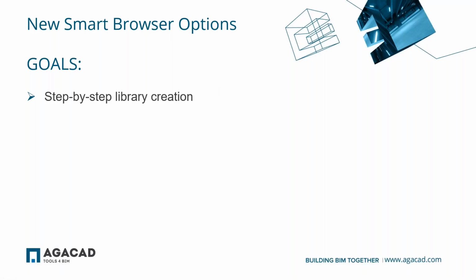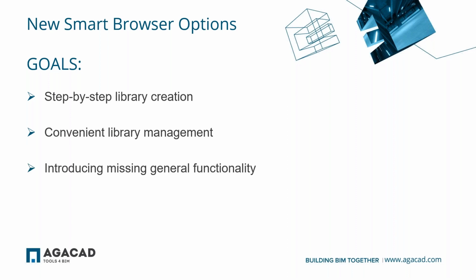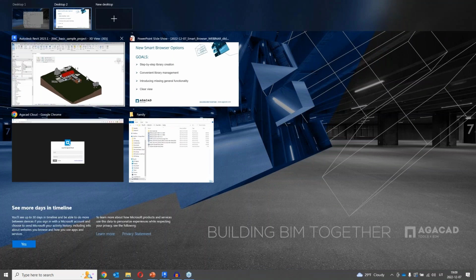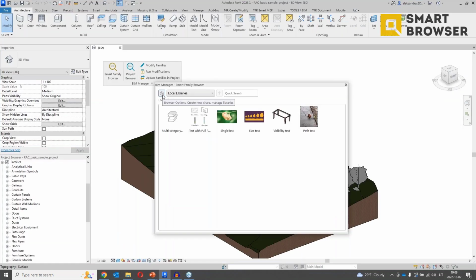We've changed our options as well. Since we've received a lot of feedback that it's complicated to create a new library and it's a little bit confusing, we've introduced step-by-step library creation process. We've also introduced convenient library management, such as deleting files, adding something. Also introduced some missing general functionality, for example, deleting backups of the elements that are inside of your libraries. And we've tried to make it as clear as possible for the user. And let's go into the options to see how it looks right now.